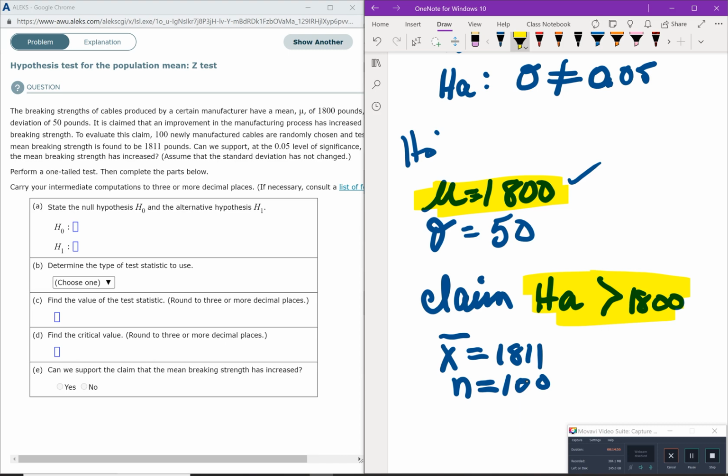The next question is, what type of test do we use? Well, first of all, you have to ask yourself the question, do you know sigma? If you know sigma, then you know it's a z-test. So our answer to part B is it's got to be a z-test because we know sigma, and it's also a large sample size.